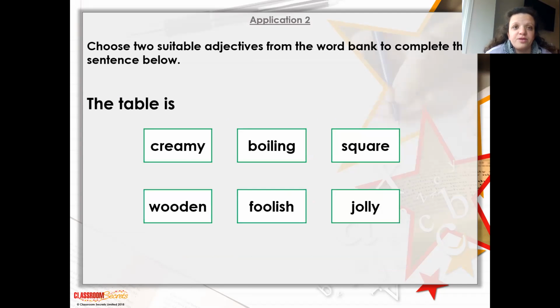A mixture of both. Choose 2 suitable adjectives from the word bank to complete the sentence below. The table is, so we're describing the table. Are we going to use creamy, boiling, square, wooden, foolish, and jolly? Which will be the best 2 adjectives to choose? Pause the screen and have a go now. Okay, well done. So the table is, we should have square and wooden. They're the best 2 words to describe a table. A table is a square shape and it also can be made out of wood.